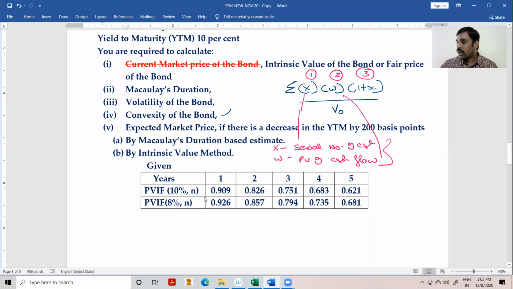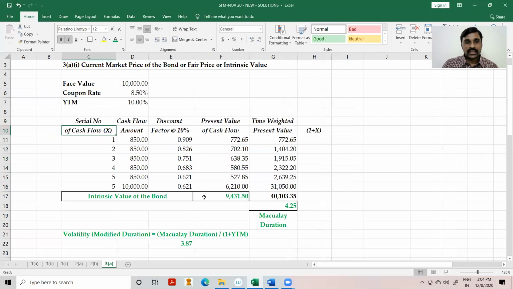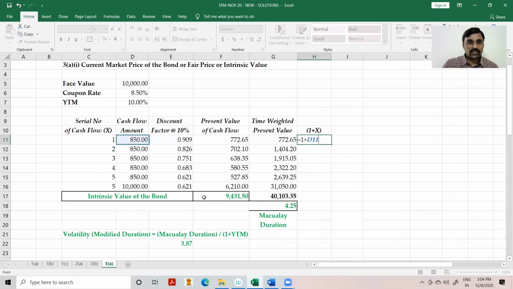The serial number of the cash flow is there and the present value of the cash flow is also there. Next, what I need to do is 1 plus X. What is X? The serial number of cash flow will be X. Therefore, I have to take 1 plus that X.